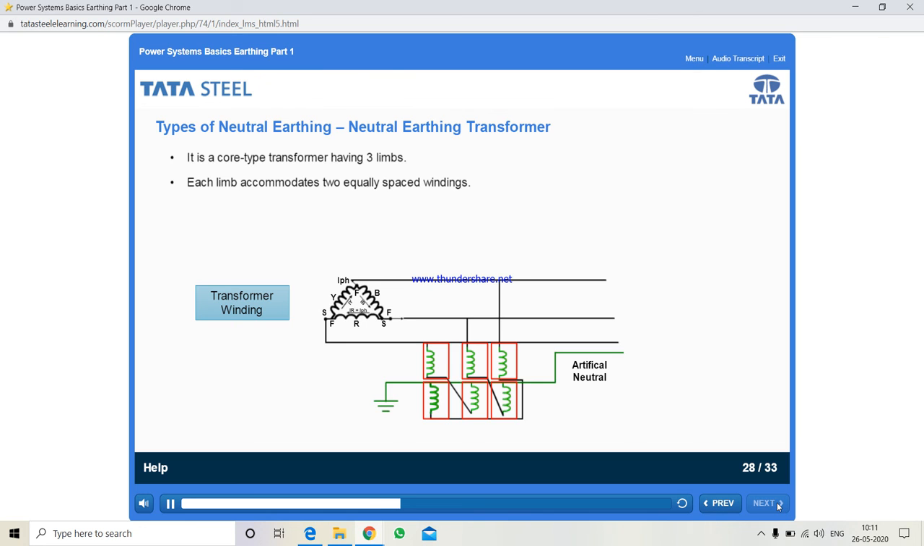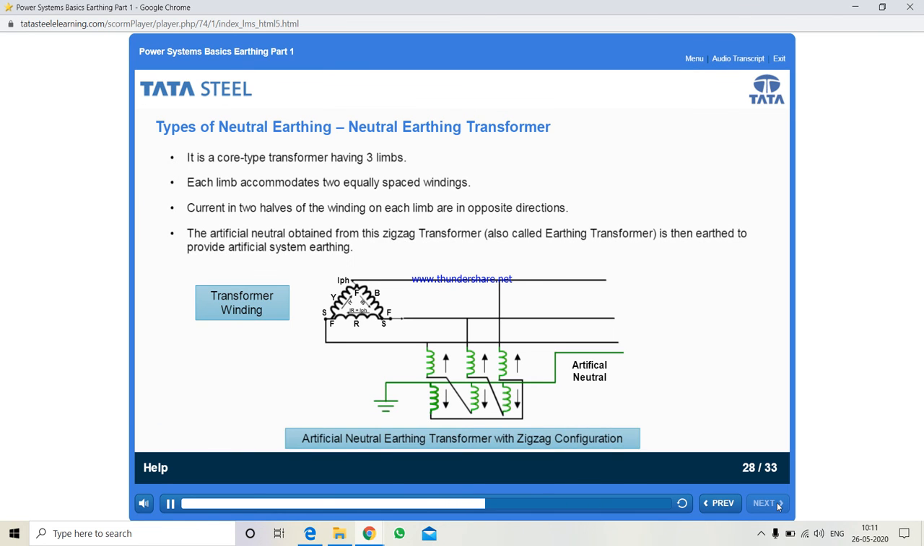In this system, as you can see, the currents in the two halves of the winding on each limb are in opposite directions. The artificial neutral obtained from this zigzag transformer, also called an earthing transformer, is then earthed to provide artificial system earthing. Well, that was all about types of neutral earthing. We have covered a lot, and it's time now for a quick review activity.